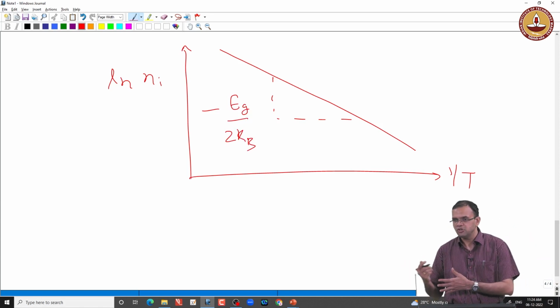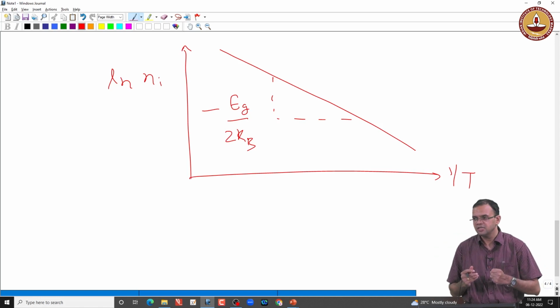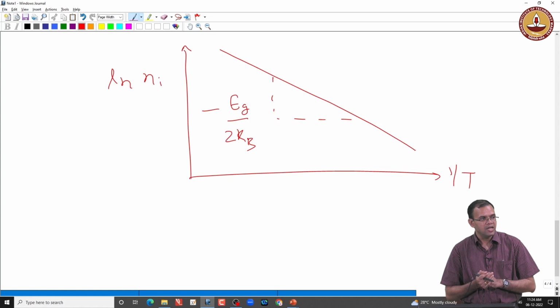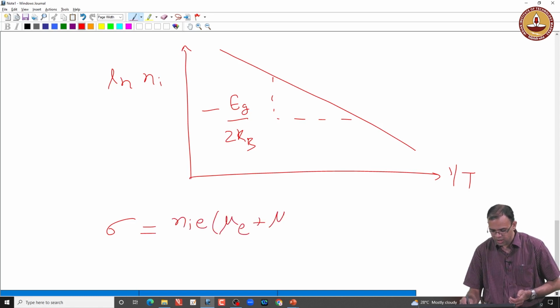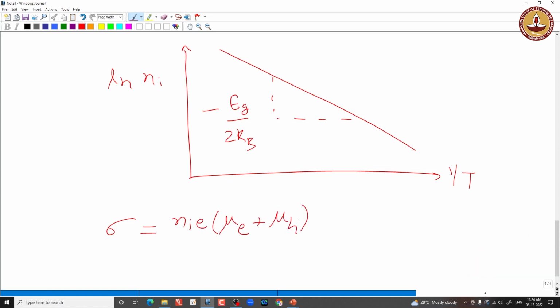So when Professor Celso talked earlier, he talked about semiconductors having a higher conductivity as temperature increases, and that is because your carrier concentration also increases. Just to round it out, we have sigma is Ni e (mu E plus mu H). As temperature increases, Ni increases, but typically in almost all materials, as temperature increases, mu E and mu H decrease.